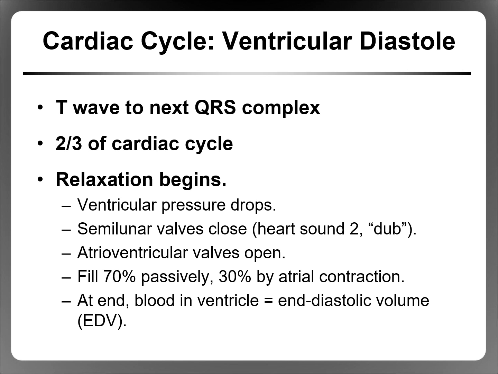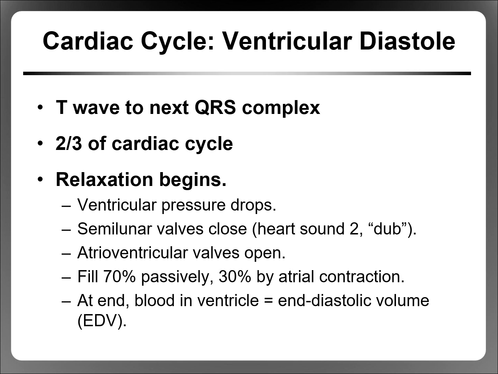Ventricular diastole is going to be from the T wave to the next QRS complex, which will make up about two thirds of the cardiac cycle. This is when the heart is going through relaxation and is actively filling. To get this to happen, ventricular pressure will drop, and then the semilunar valves will close.